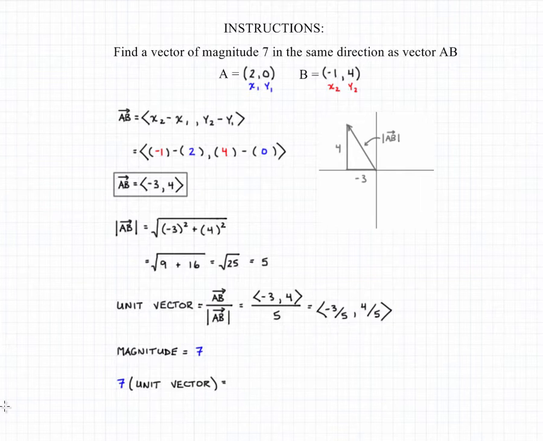So if we take 7 and multiply it by each of those pieces of our unit vector, so we had -3/5 and 4/5, distributing 7 through will give us our final answer, which is that a vector with a magnitude of 7 in the same direction as vector AB is (-21/5, 28/5).